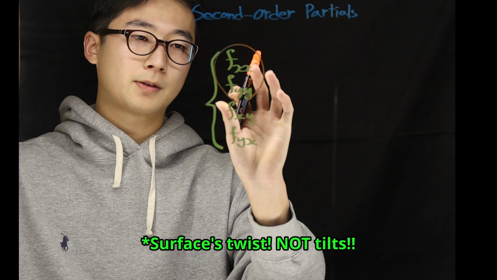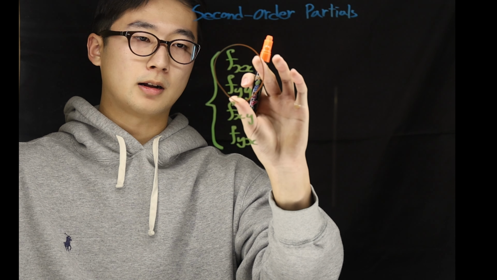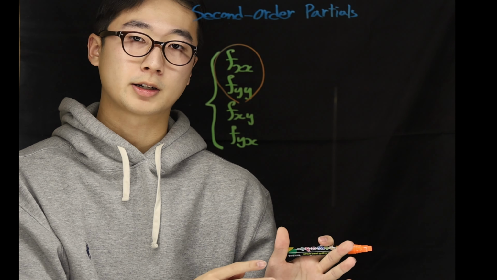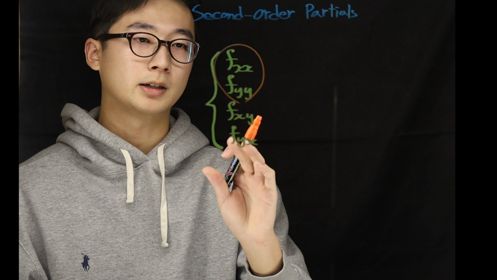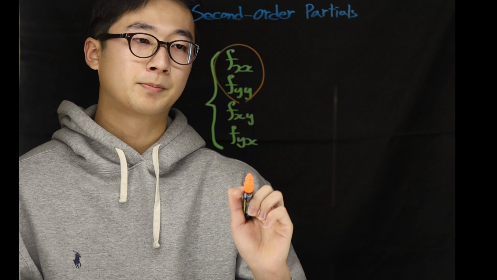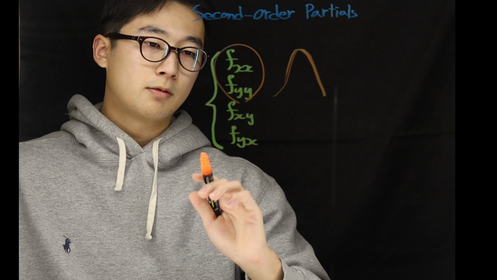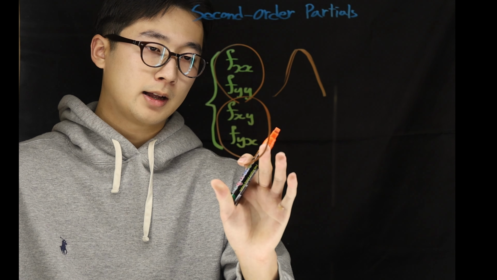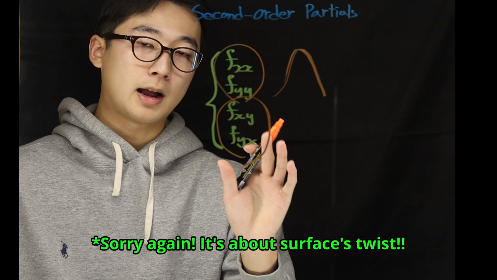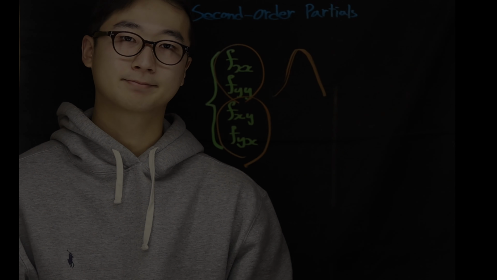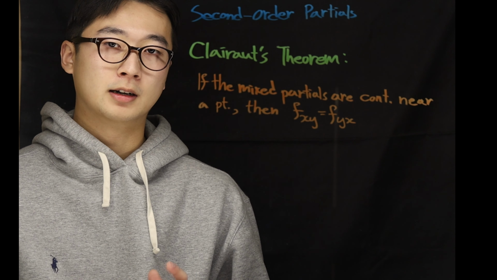So these first 2 are the second partials along the same coordinate direction, right? They tell us whether the surface is bending upward or downward in each direction. While the last 2 capture how the surface tilts. That's all. All right, we are almost there.